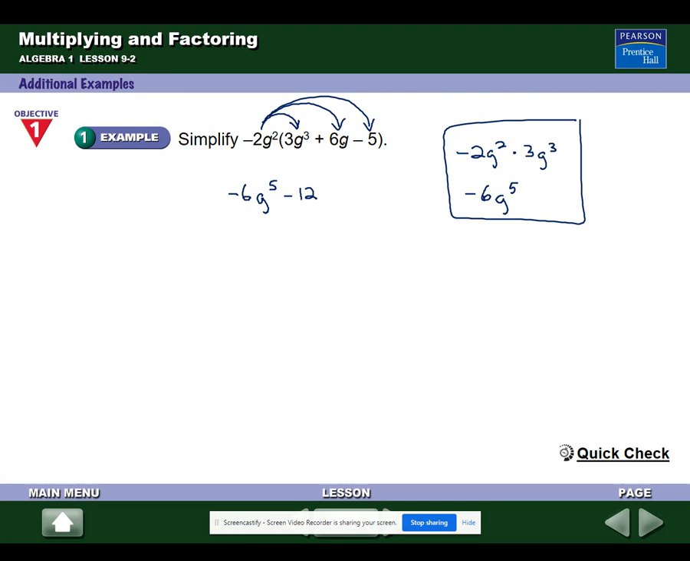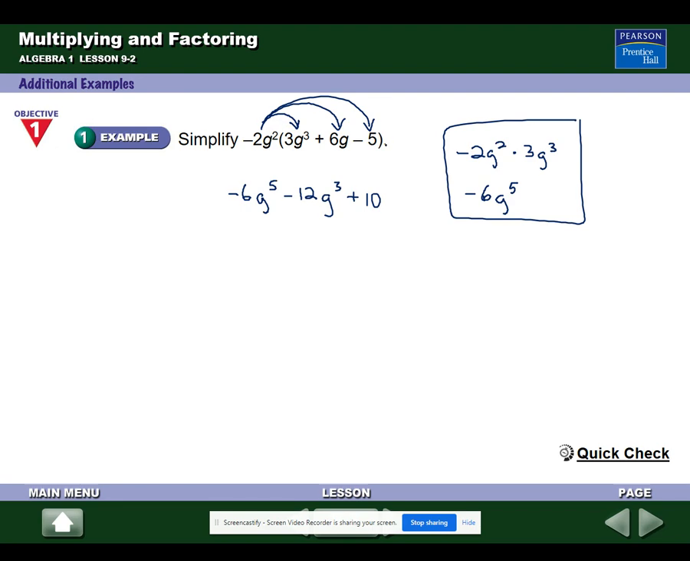g squared times g to the first. Again, add the exponents. That would be g to the 2 plus 1, which is g to the third. And then do the last multiplication. Negative times negative would be positive.